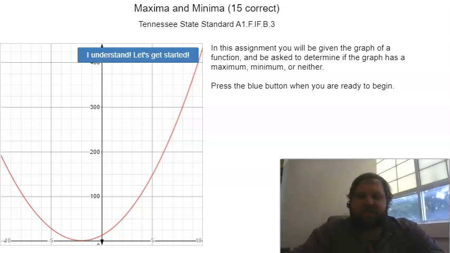All right, my friends, you have made it to slide 3, which is asking you about maxima and minima. So in this assignment, you will be given the graph of a function and be asked to determine if the graph has a maximum, a minimum, or neither.